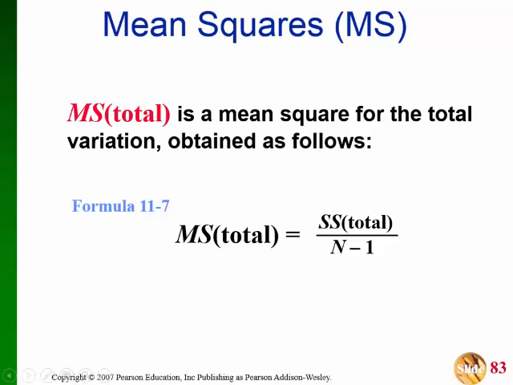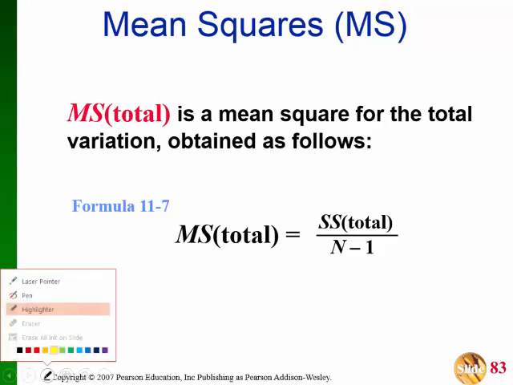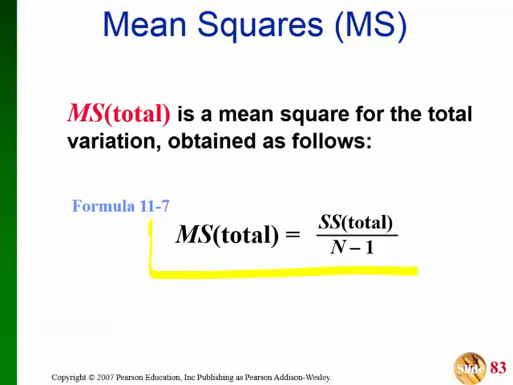The MS total is going to be taking your SS and then dividing it by N. And also notice that this is a capital N. Right? So the little n stands for the sample size for each of those samples that you've collected. The capital N is the sample size for everything.